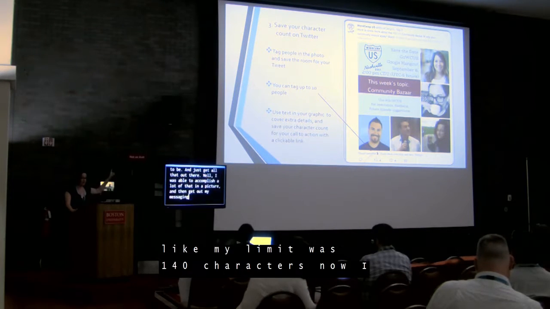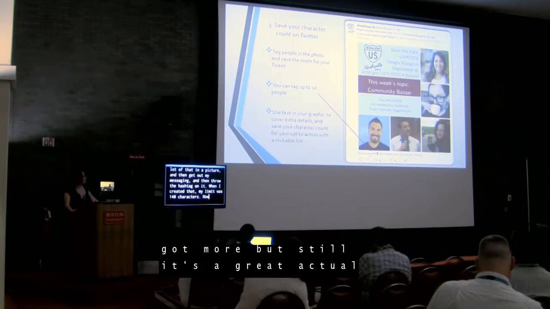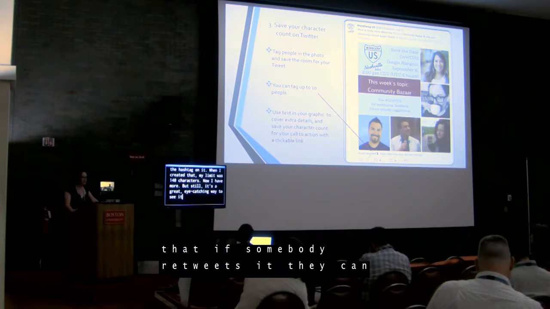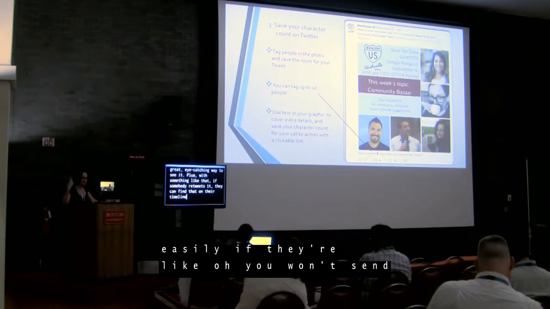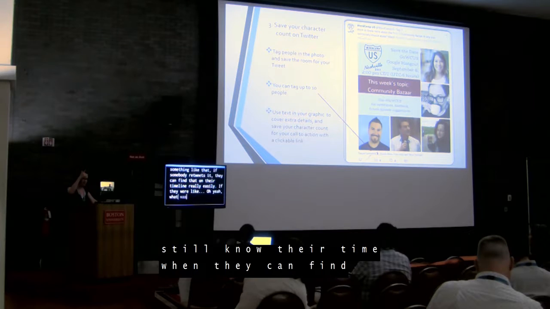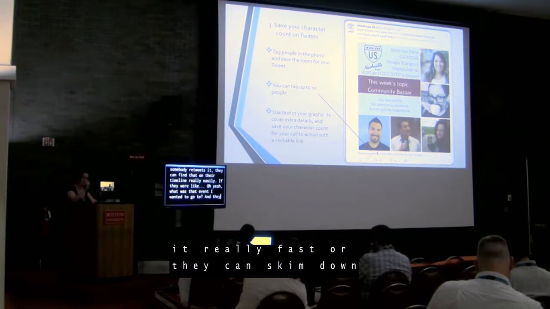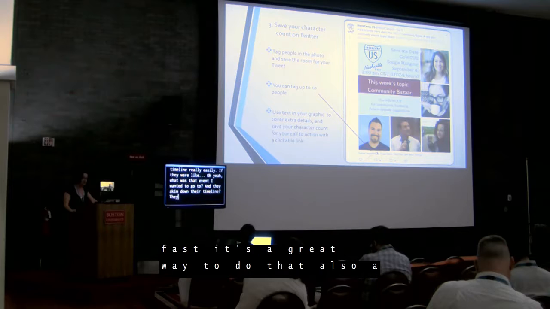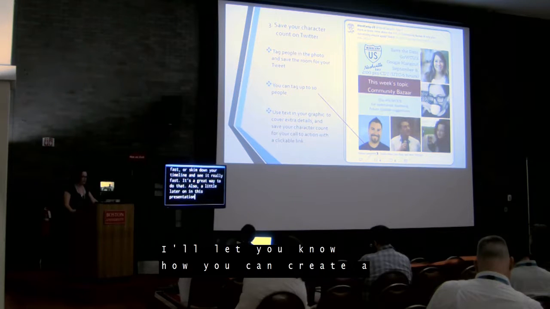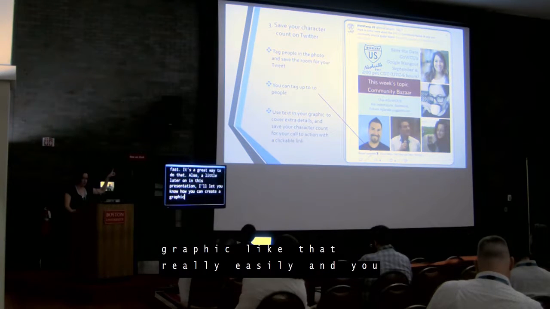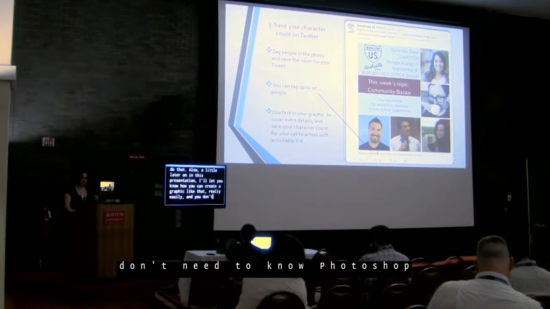Now, when I created that, my limit was 140 characters. Now I have more, but still, it's a great eye-catching way to see it. Plus, with something like that, if somebody retweets it, they can find that on their timeline really easily. If they're like, oh yeah, what was that event that I wanted to go to? And they skim down their timeline, they can find it really fast. Or they can skim down your timeline and see it really fast. It's a great way to do that. Also, a little later on in this presentation, I'll let you know how you can create a graphic like that really easily, and you don't need to know Photoshop.